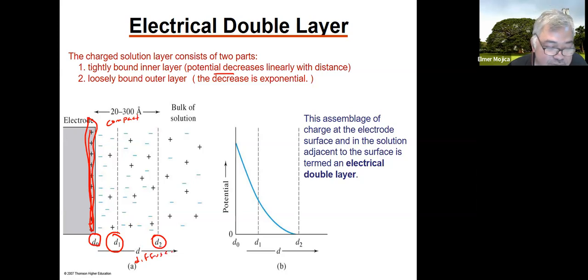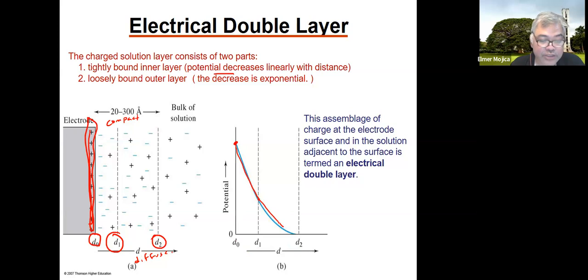So what happened? In the compact layer, the potential decreases linearly with distance from the electrode surface. So there's a decrease in the potential. As you look at it here, the potential from the surface, as you go through the compact layer, decreases with distance, and it will continue to decrease until it goes to what we call the diffuse layer.